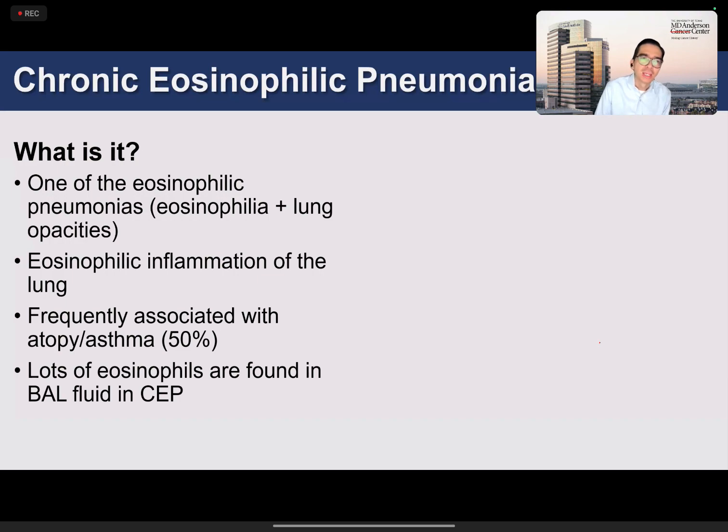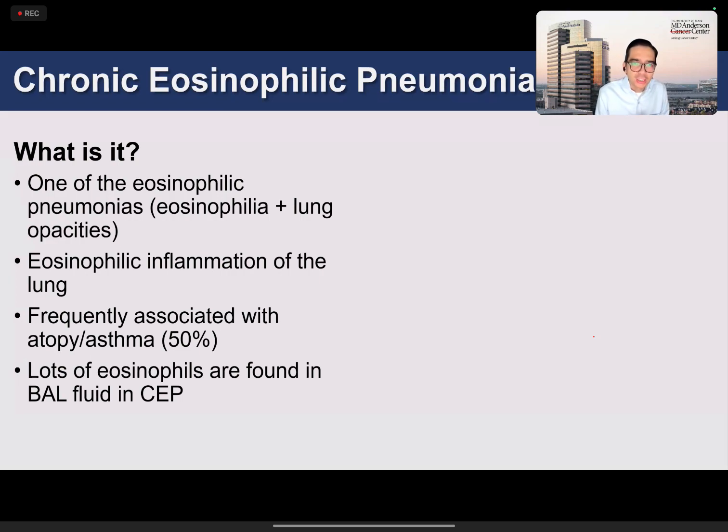Okay, so that's lymphoma. Chronic eosinophilic pneumonia is one of the other things to think about when you have a chronic consolidation. This is one of the eosinophilic pneumonias, and if you're not familiar with eosinophilic pneumonias, it's a term that we use, but it's a collection of diseases that are not necessarily related to each other, except for the fact that they have some kind of lung opacity and some kind of eosinophilia, either in the lung or in the peripheral blood.